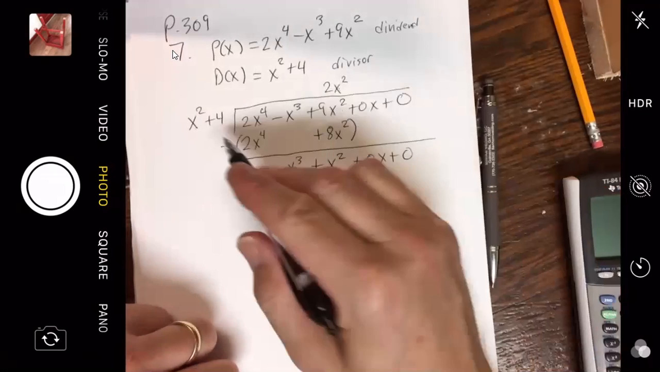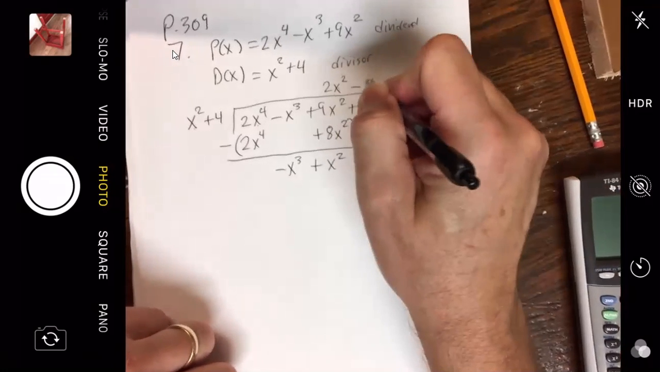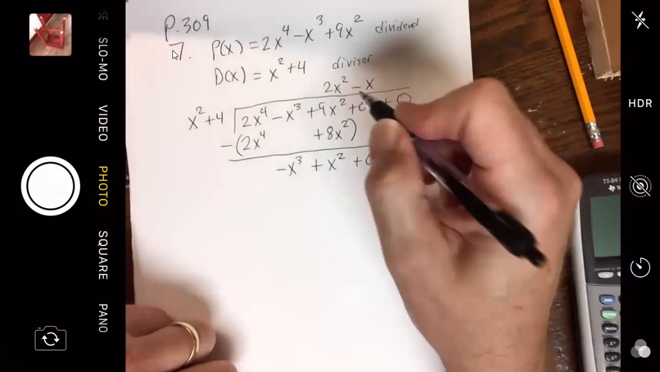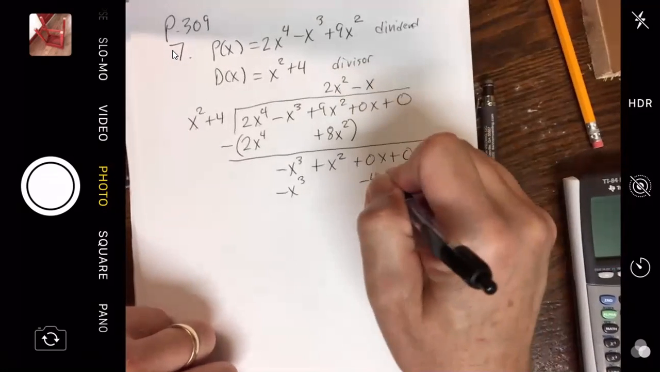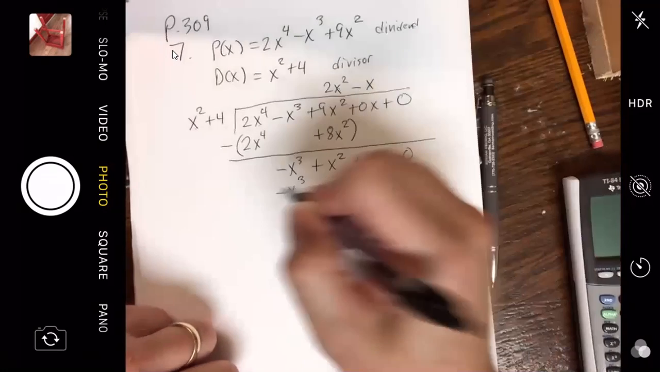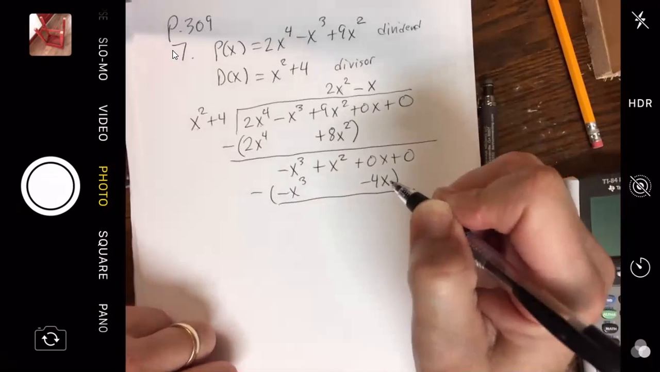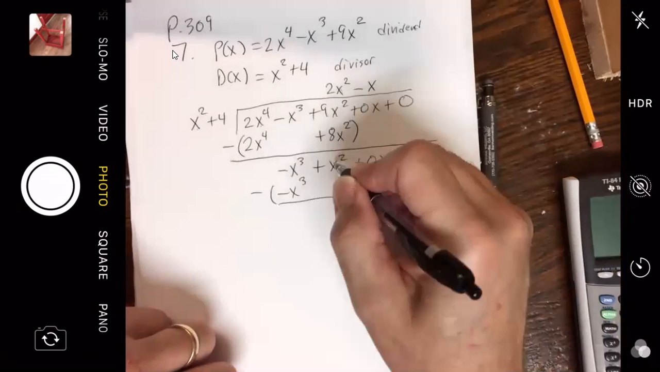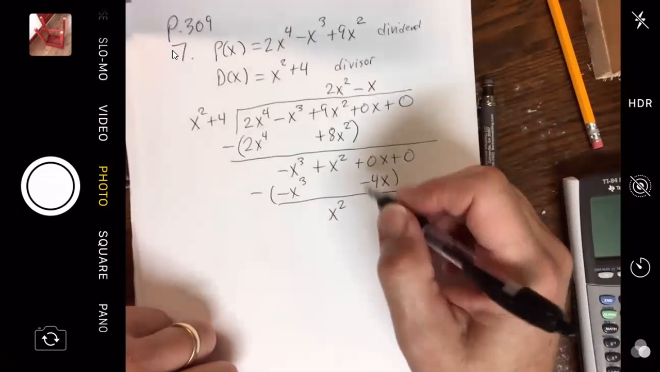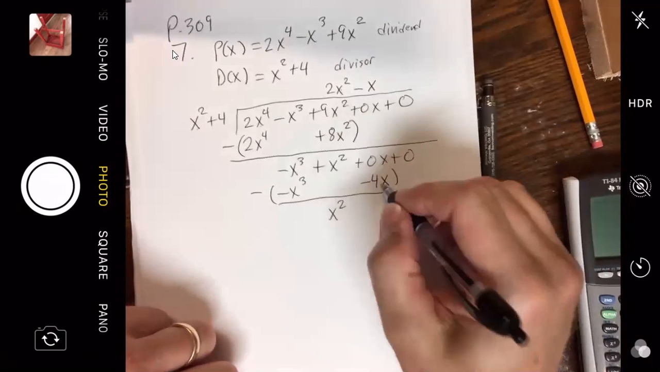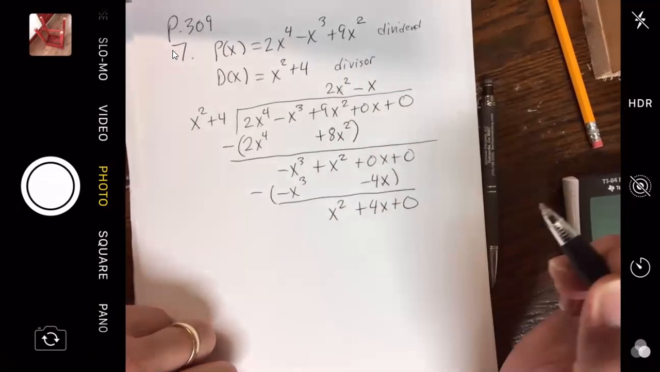All right, x squared times what is a negative x cubed? Be a negative x. Negative x cubed minus 4x. Subtract. Lead pieces cancel. We're bringing down an x squared minus 0x squared. 0 minus negative 4x will be a positive 4x plus 0.